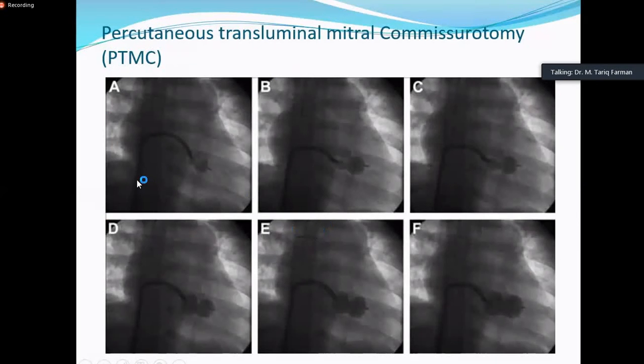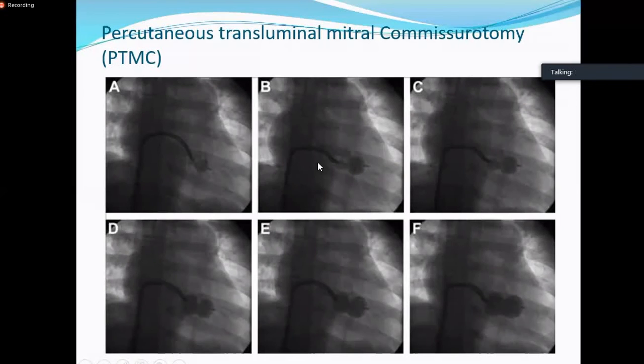What we do in case of balloon valvuloplasty, we put the catheter into the venous system through the femoral vein. We go into the inferior vena cava and then right atrium. Then we do the septal puncture, and through the atrial septum we go into the left atrium, and then we cross this mitral valve, and then we put a balloon across the mitral valve, and then we inflate that balloon.